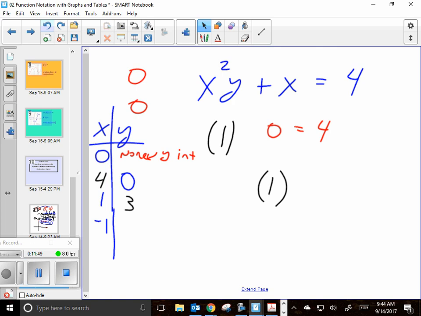Okay? All right. So we know how to find x-intercepts, where y is 0. Y-intercepts, where x is 0. We know how to find a bunch of points, and we can graph it and see what it kind of looks like.